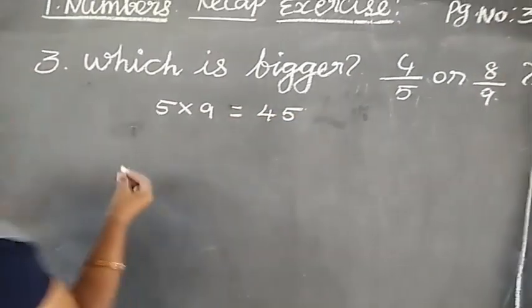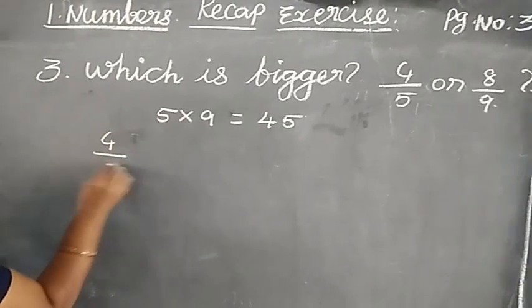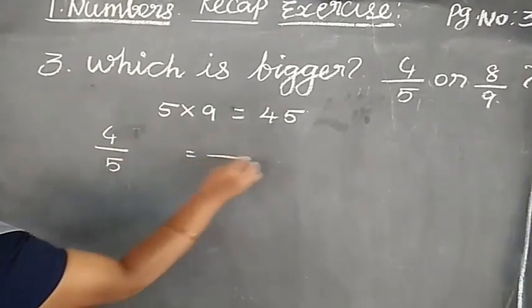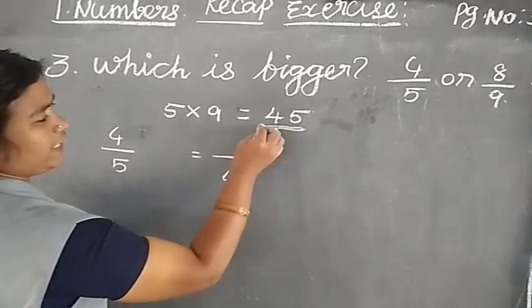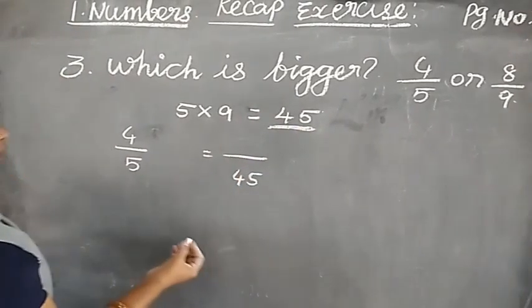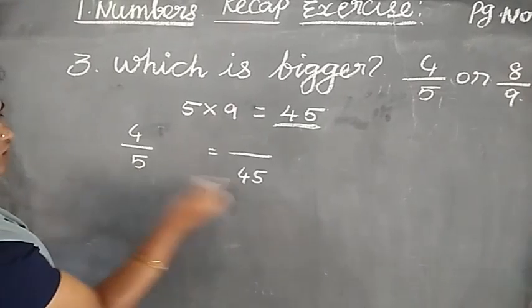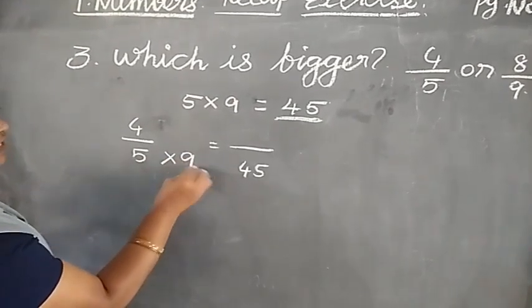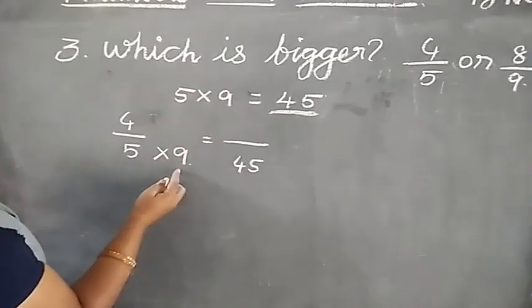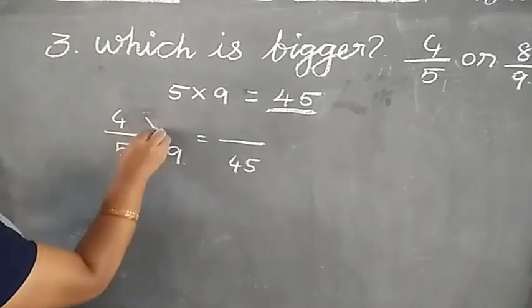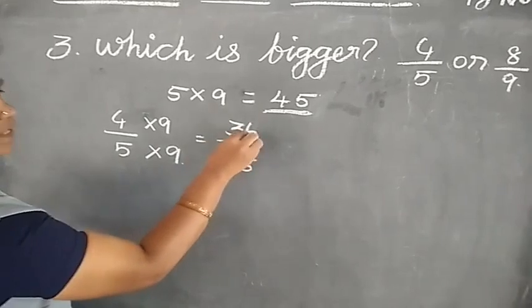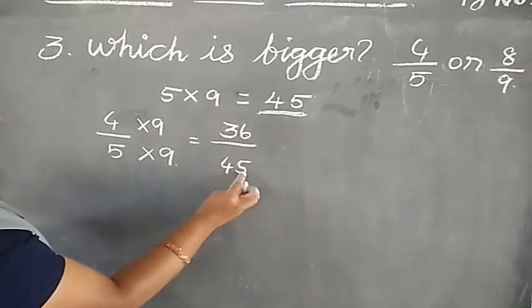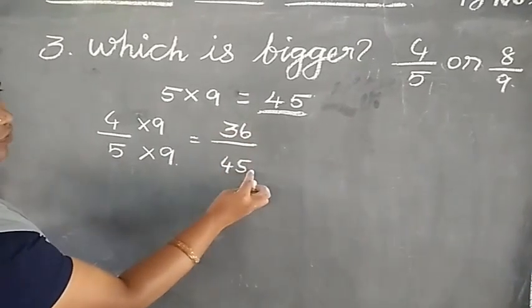So change the first fraction, 4 by 5. Change the denominator into 45, because 45 is the denominator we are getting. So how many 5s are 45? 9 5s are 45. So multiply the same number with the numerator. 4 9s are 36. So the first fraction changes to 36 by 45.